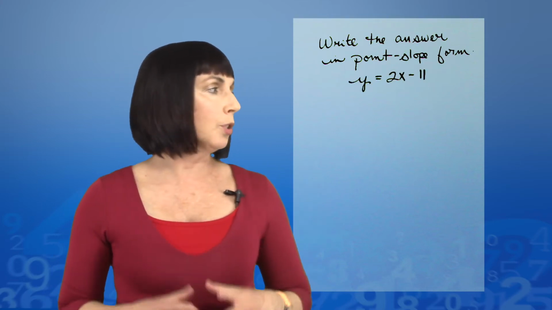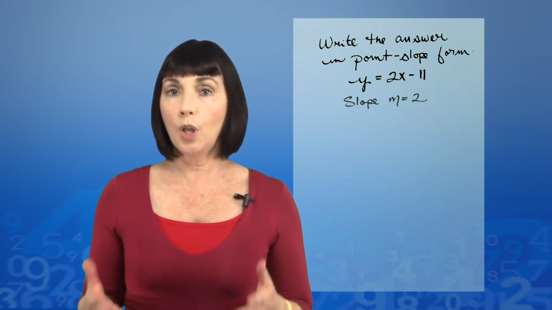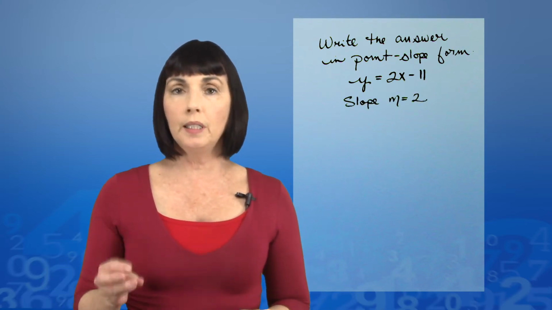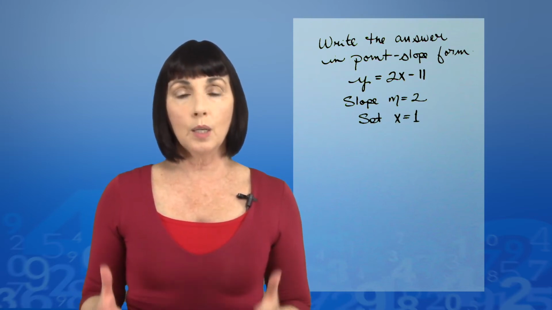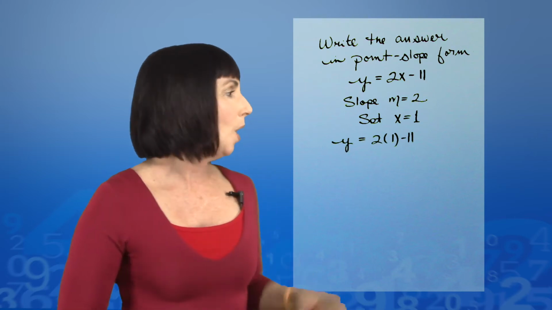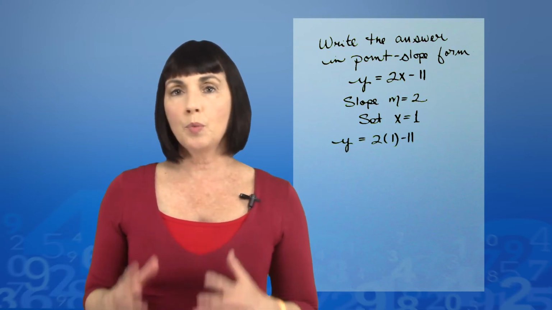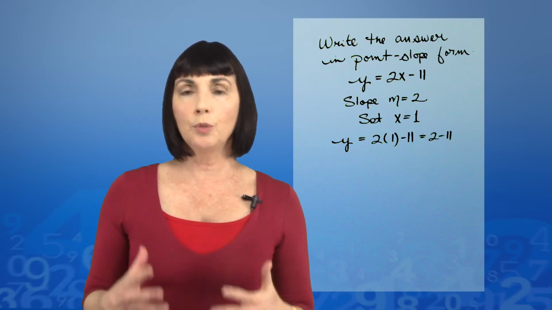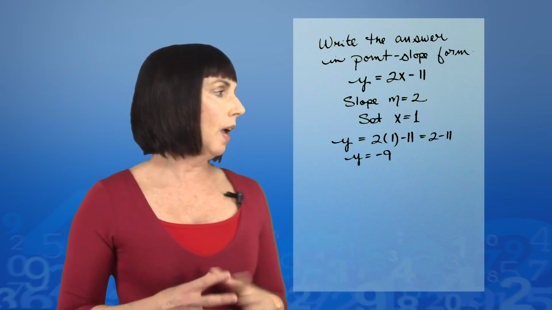Okay, let's keep going and write our equation now in point-slope form. So our equation is y equals 2x minus 11. The slope, m, is equal to 2. Now to use point-slope form, we need to find a point on this line. So let's set x equal to 1. And we get y equals 2 times 1 minus 11. That's equal to 2 minus 11, or -9.